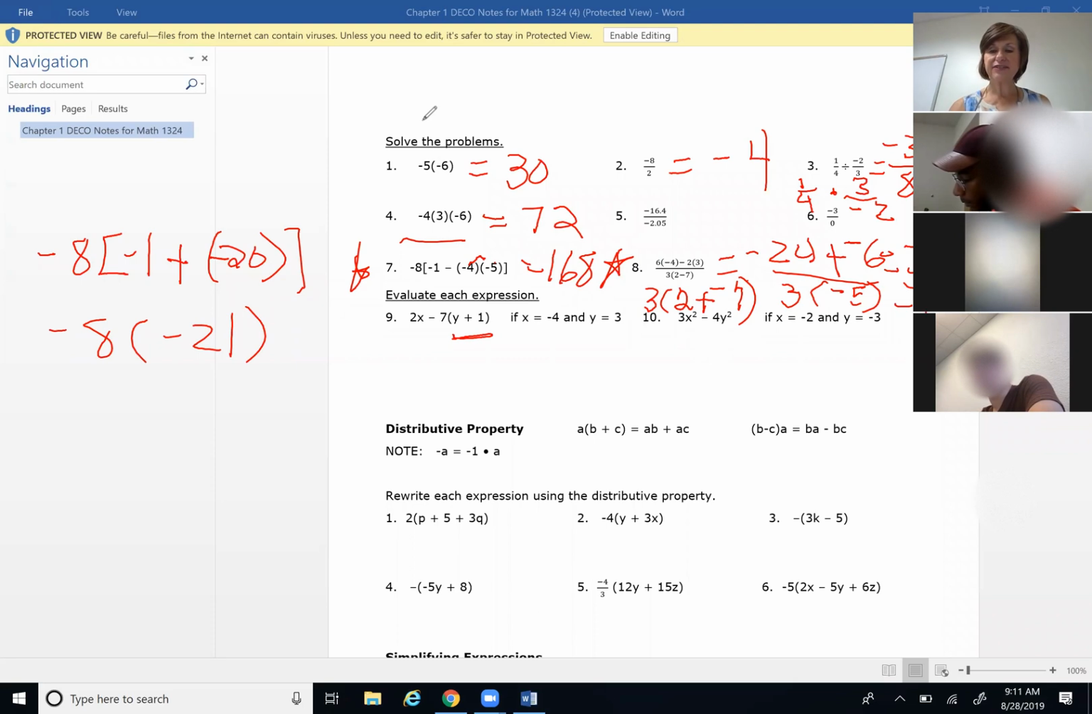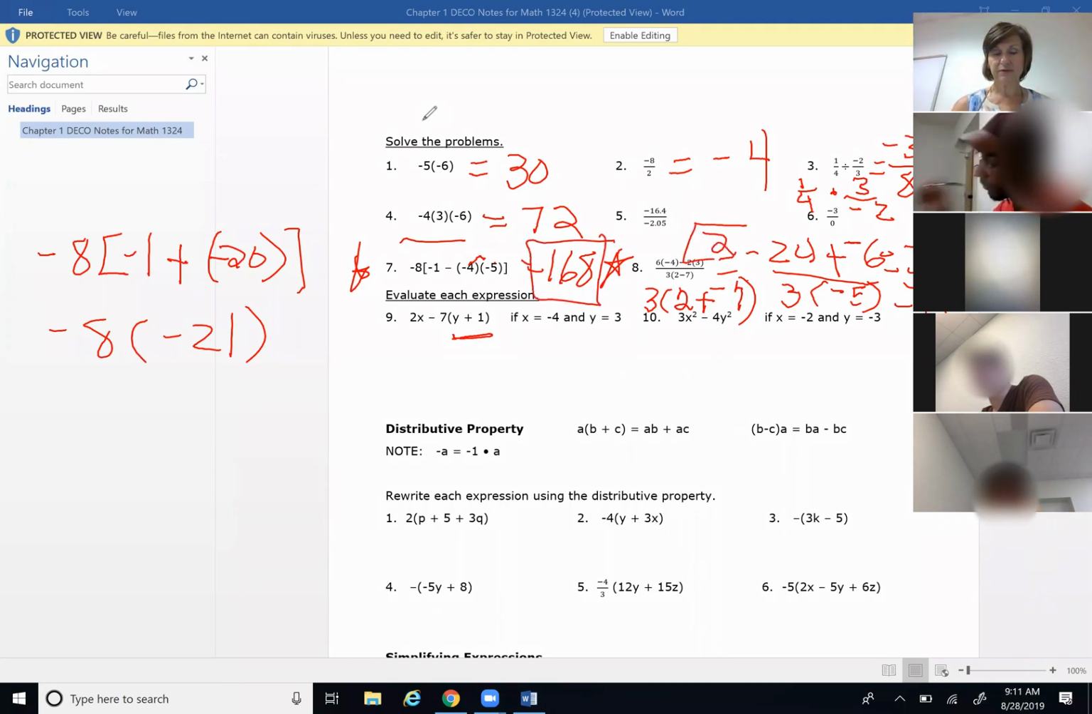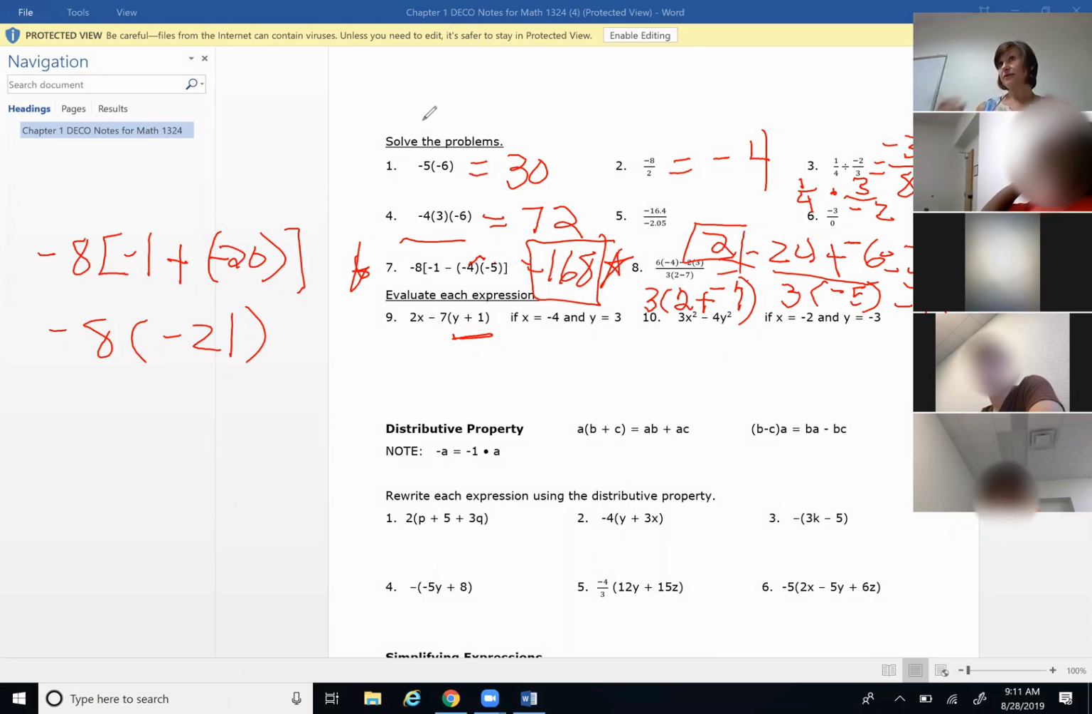negative 15. Do you see now why the answer is going to be positive 2? Because we have a negative divided by a negative to get a positive. 30 divided by 15 gives me 2. So the answer to this one is positive 2. Okay, if you need some practice, you will get it when you do the homework, which is going to be review 1.1b, and we'll have more of these in there.